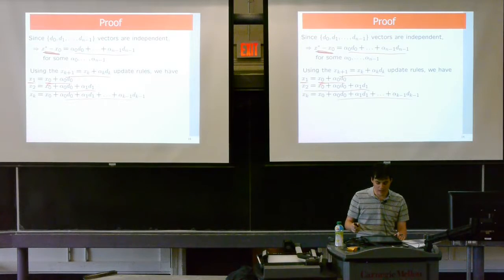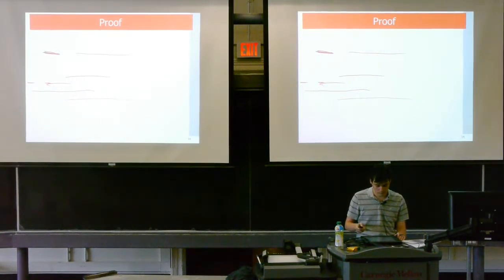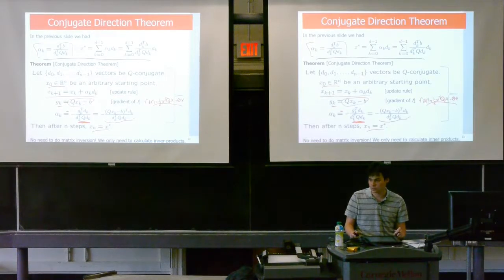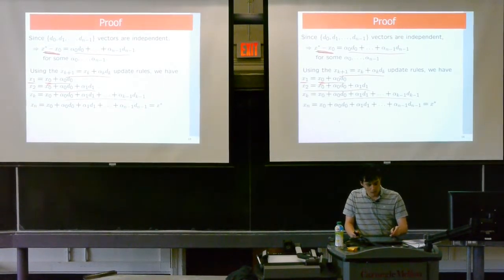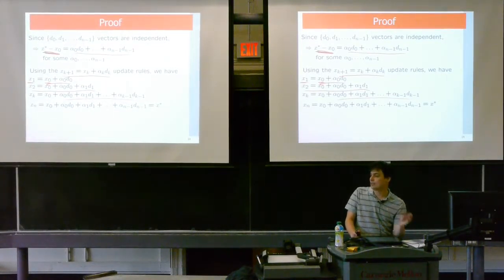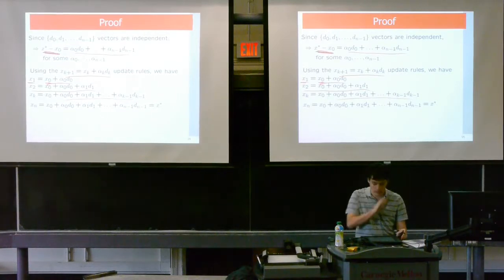Right, so in the previous slide, we had an algorithm which uses these alpha parameters here. And now what we do is that we have this algorithm, but instead of the alpha parameters that we set up in the previous slide, we say let x star minus x naught be this linear combination of the Q conjugate vectors. And we need to prove that these alpha parameters defined this way are the same alpha parameters that we had in the previous slide. And then we proved that this algorithm indeed converges to x star.